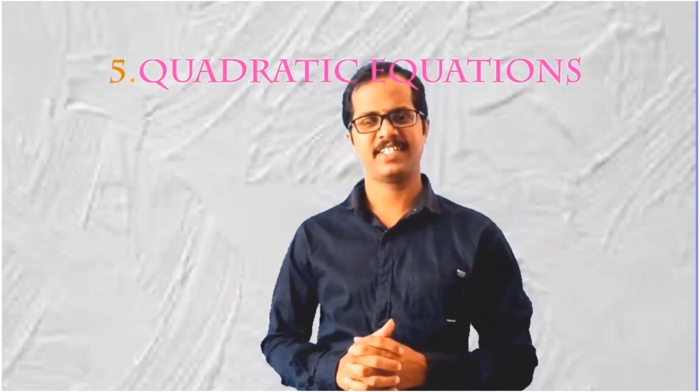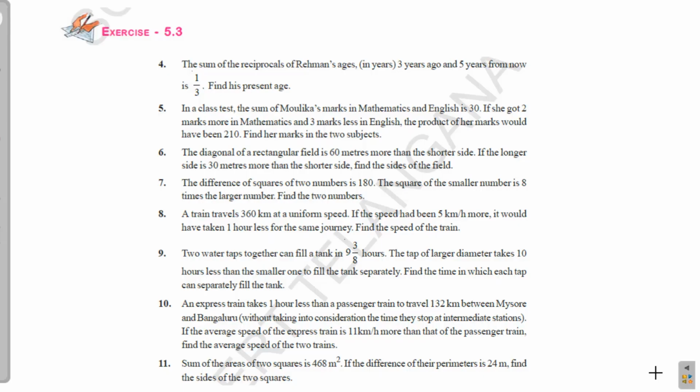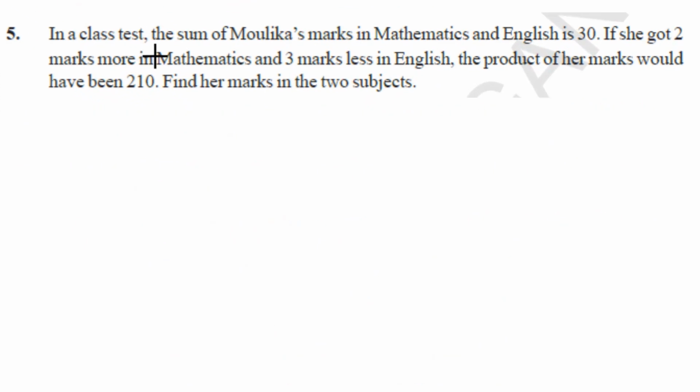This is Bhasker. We are discussing 5th chapter quadratic equations from 10th class mathematics. Let's discuss the next problem from exercise 5.3, that is 5th problem. The 5th problem is given as, in a class test, the sum of Moulika's marks in mathematics and English is 30. If she got 2 marks more in mathematics and 3 marks less in English, the product of her marks would have been 210. Find her marks in the 2 subjects.